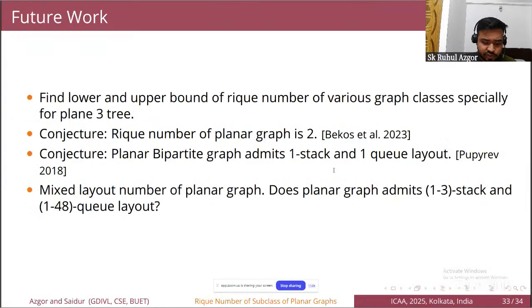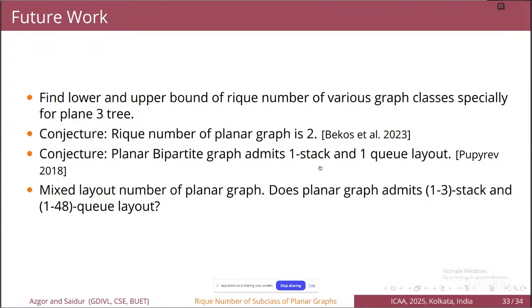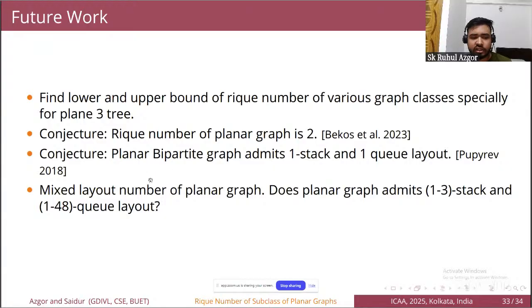Now, future work includes determining the lower and upper bounds of the Rick number for various graph classes, particularly for planar graphs. One conjecture is that the Rick number of planar graphs is 2, which remains to be proven or disproven. Another interesting direction is the mixed layout number of planar graphs, including whether planar bipartite graphs admit both one stack and one queue layout. Minute left. And there is another conjecture which remains to be proven or disproven, that planar bipartite graphs admit a one stack and one queue layout.